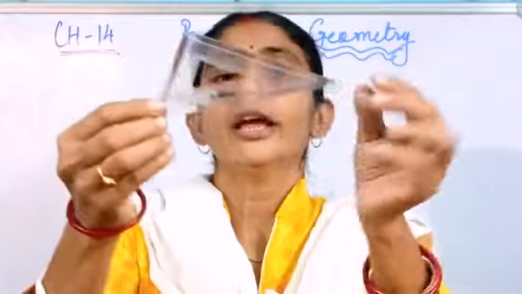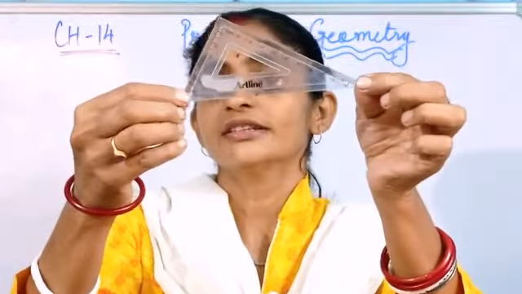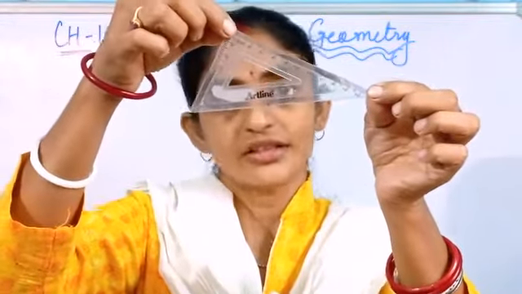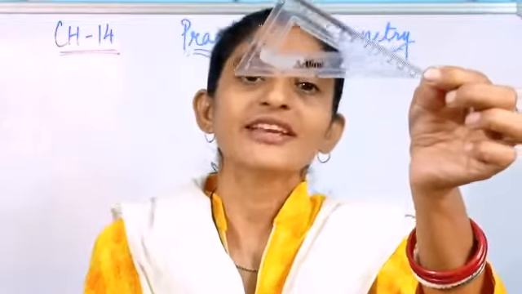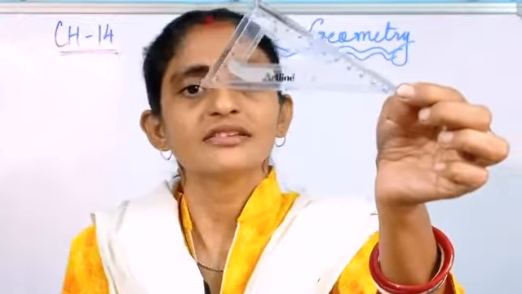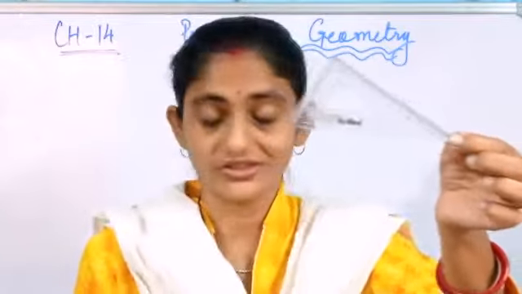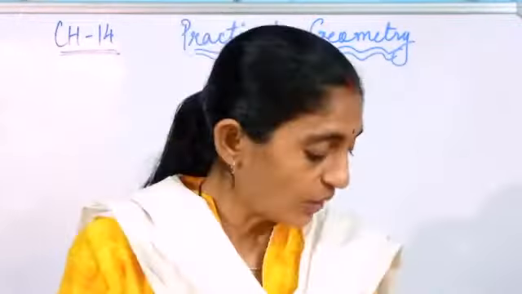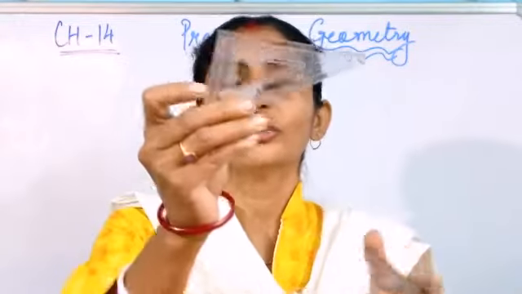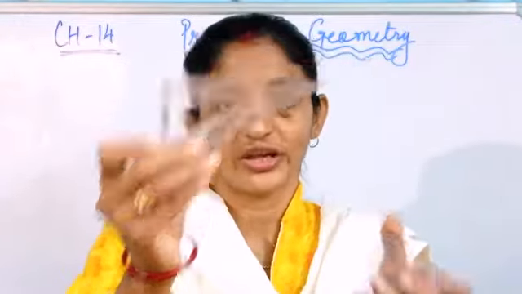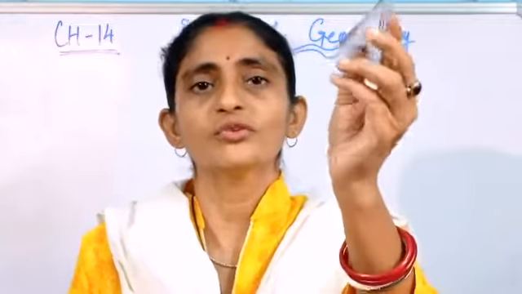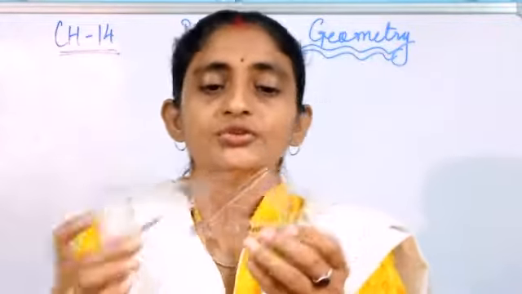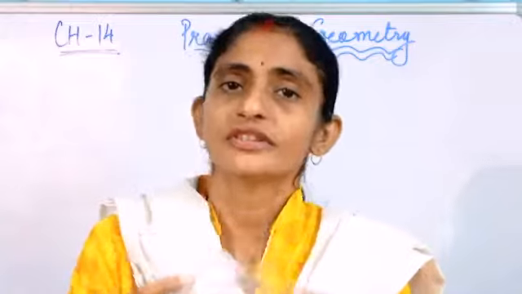For this one, this is 30 degree, this is 60 degree, and this one is 90 degree. But it is a scalene triangle. It represents a scalene triangle. Okay, but in your geometry box we don't have any equilateral triangle. Yes. Now how are they called? This one is called 30, 60, 90 set square, and this is called 45, 45, 90. Okay, so these are the names of these two set squares.